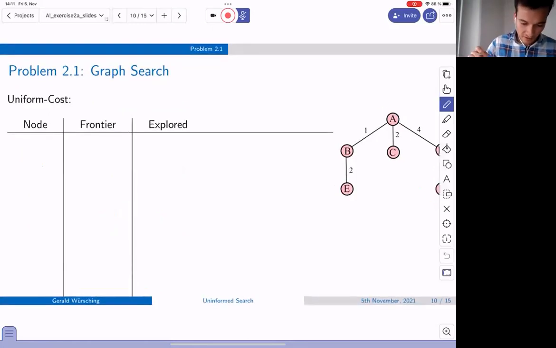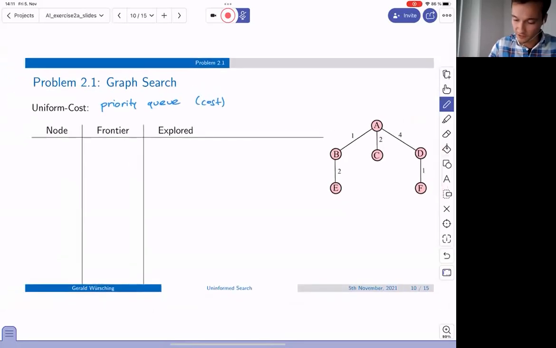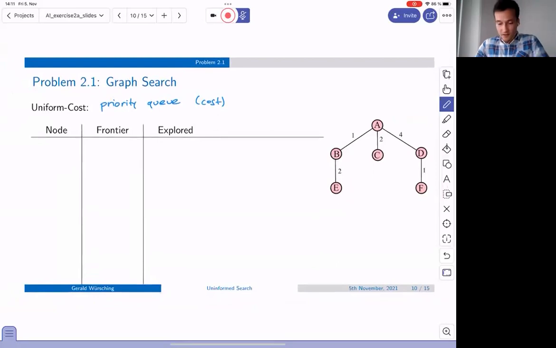Then I guess we should proceed to the next task, which is uniform cost search. So here in this case, again, as a reminder, we use a priority queue. That's one of the major differences. So we sort according to cost. Now we're going to use the cost, in this case, the first time. So this time what we're going to do is we're going to write the node, and in the brackets behind that, we write the cost.